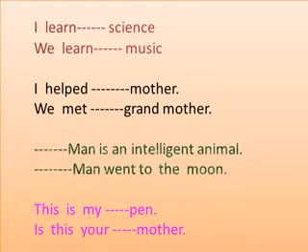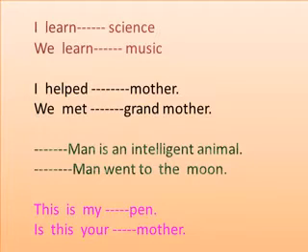That is about relations. We don't use the article "the" before relations. We never say the mother or the grandmother. Look at the examples. I helped mother. We don't say I helped the mother. We met grandmother. We don't say we met the grandmother. Next example is a different one.